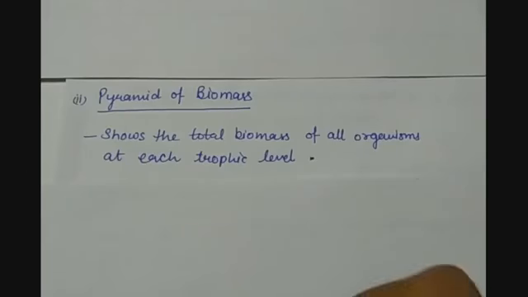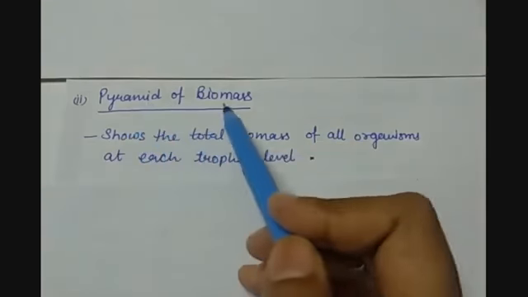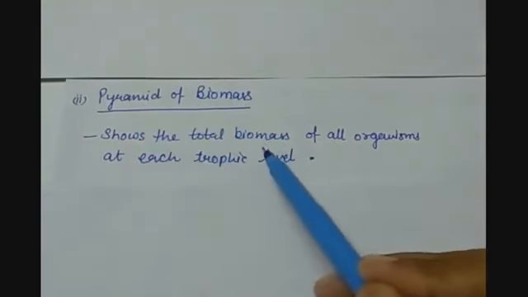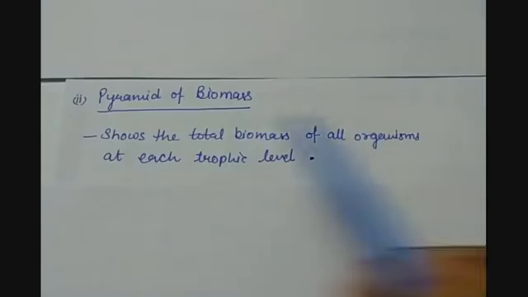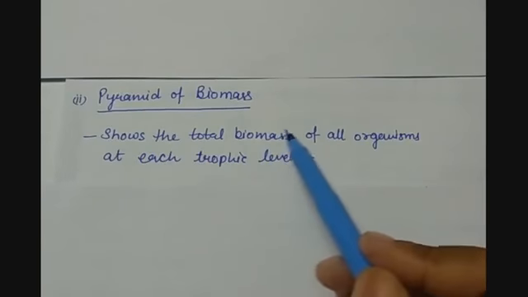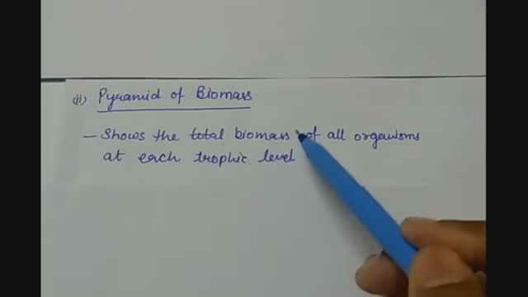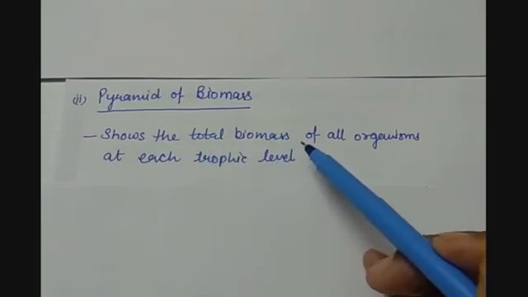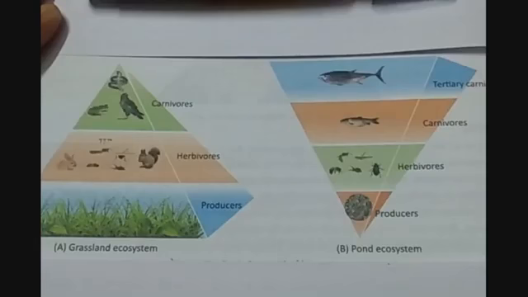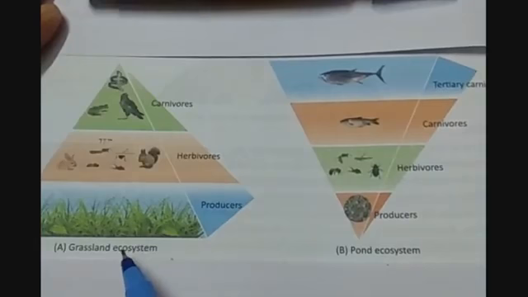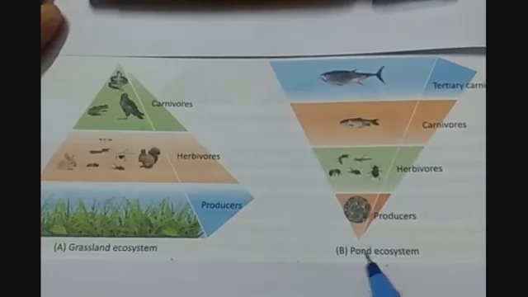The second ecological pyramid is pyramid of biomass. So, pyramid of biomass shows the total biomass of all the organisms at each trophic level. It can also be upright or inverted depending upon whether the total biomass of the organisms at each trophic level is increasing or decreasing. So here again we have examples of two different ecosystems. One is grassland ecosystem and another is pond ecosystem.